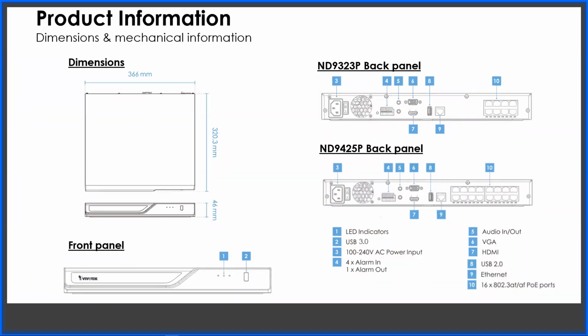All right, let's get into some of the physical product information. Here's the dimension of the units. Both units are the exact same size. The front panel is also going to look alike. It's very similar, or it is the same, other than the model number on the front. It has LED indicators for power, network, and status, and then a USB 3.0 port, which is going to help you with the faster exporting of your videos to a thumb drive. The NVR's back panels are also very similar, except the ND9425P has 16 ports of PoE, and the ND9323P has 8 PoE ports.